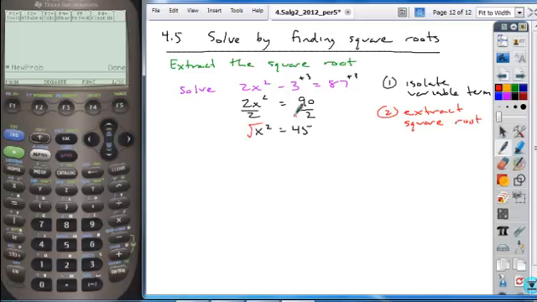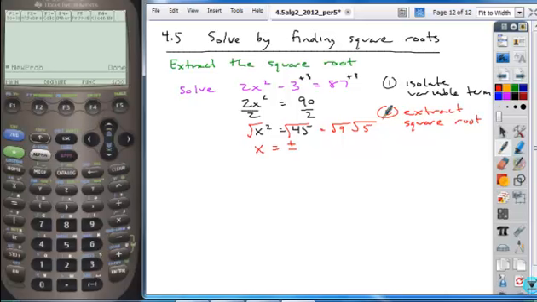Extracting the square root means you take the square root of both sides. You do have to take into consideration you're going to have two values, a positive root and a negative root. And so you'd look to simplify this radical. That involves asking, are there any perfect square factors that you can remove from 45?